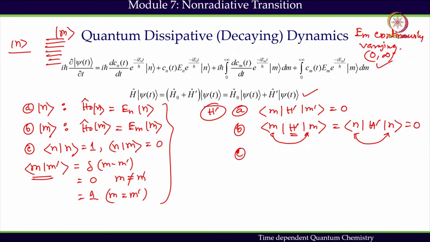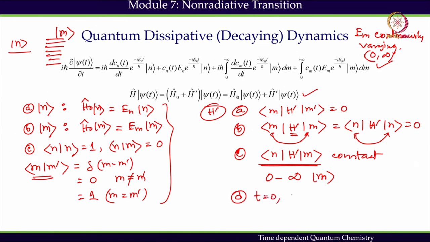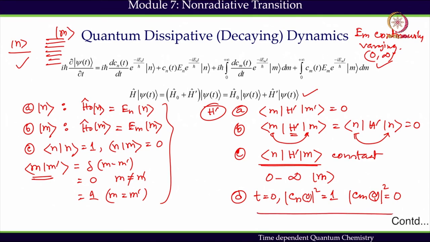Another condition we assume is that for all states, the coupling is constant. We have 0 to infinite states, m states. For all states, this part is constant. And finally, we will assume that at t equals 0, I had all the population in the initial state, c_n is 1, and c_m, the population in the final state, was 0. So, in the final state there was no population. This is another initial condition we have defined.